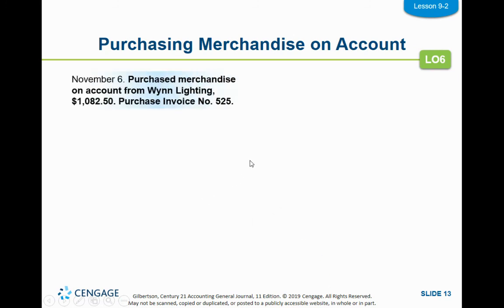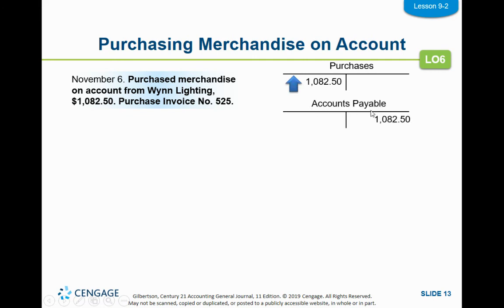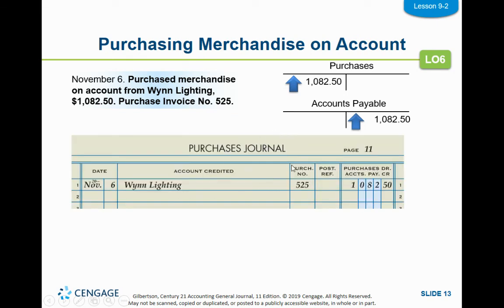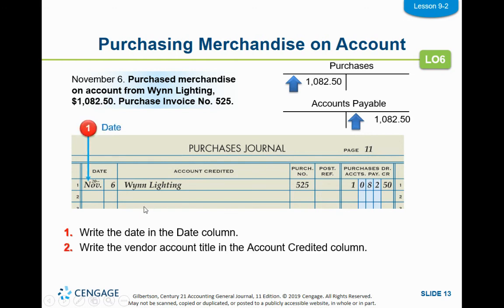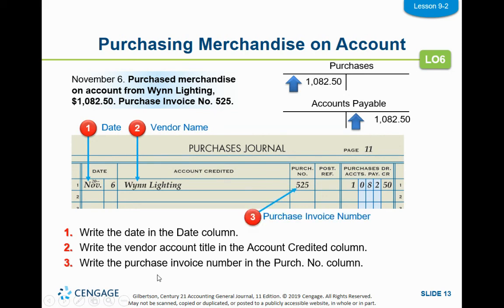So here's the transaction that you will record. Purchase merchandise on account from When Lighting. Your purchases is going to be debited because purchases goes up with a debit. And accounts payable is going to go up with a credit also because we owe When Lighting that money. So in your purchases journal, you're going to write the date of the invoice, which was November 6th. You're going to write the name of the vendor, which was When Lighting, the purchase order number, and then the amount. And the amount goes here.